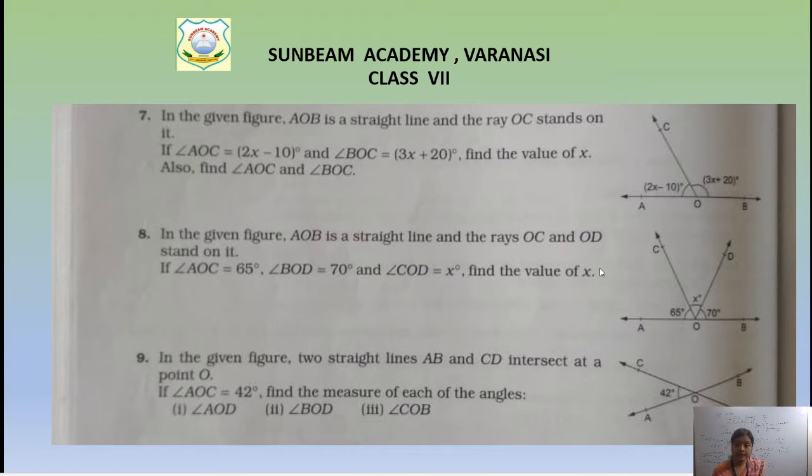So what you will write is 65 plus 70 plus x degrees is equal to 180. Yes, sure it is 180, but the reason you will write is angles formed on a straight line. These three angles are formed on a straight line, so their sum will be 180 degrees. Okay. Now question number 9. Quickly write down, see the diagram, and then we will solve it.